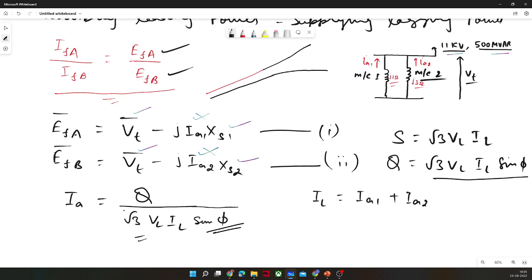So do you have any issue with that now? Sir, my question is: here IA is equal to Q upon root 3 VL IL sin phi. Then that means Q is equal to root 3 IA multiplied by VL IL sin phi? Then reactive power is proportional to IL multiplied by IA. Sir, he is asking about the denominator. It is root 3 VL sin phi. Yes, okay. Sorry, I mistakenly wrote that. Thanks a lot.